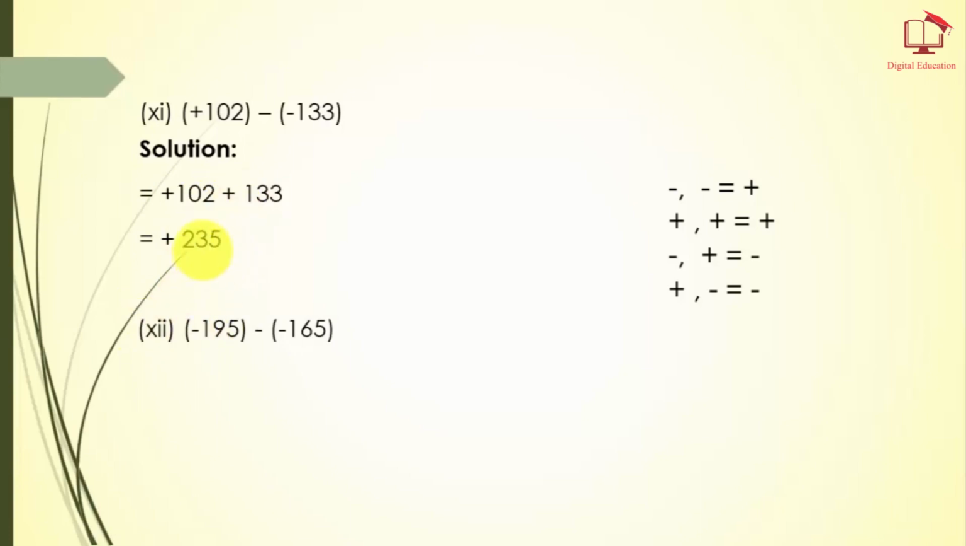Part number 12. Minus 195 minus and again minus 165. Here you can see we have two minus symbols. If we multiply two minus signs, we have positive, and again positive minus, positive negative, we have negative. And which one is greater, you can guess here. Yes, 195 is greater and it has a negative sign. We will write here negative. And if we subtract these two integers, this one is larger and this one is smaller, we have minus 30.